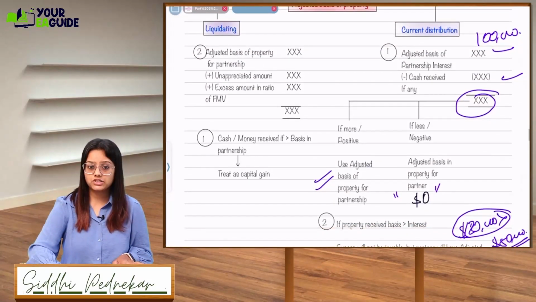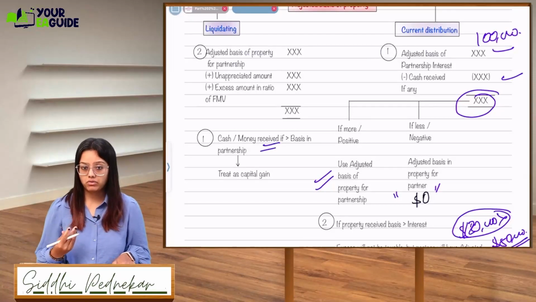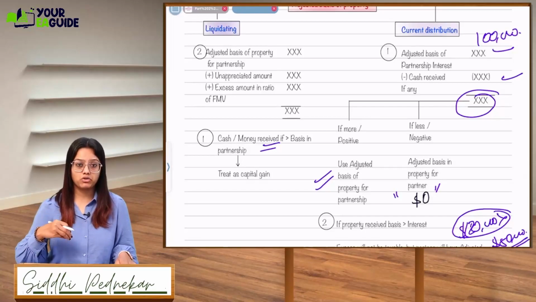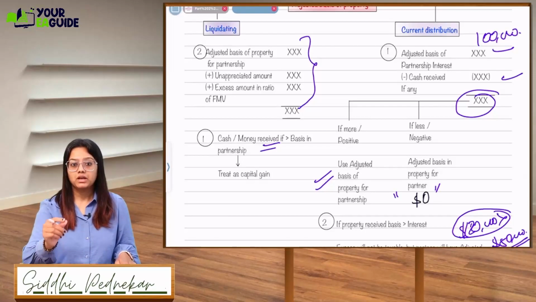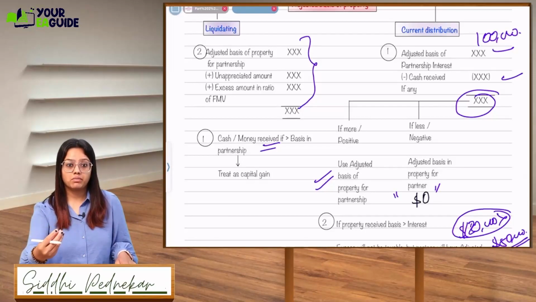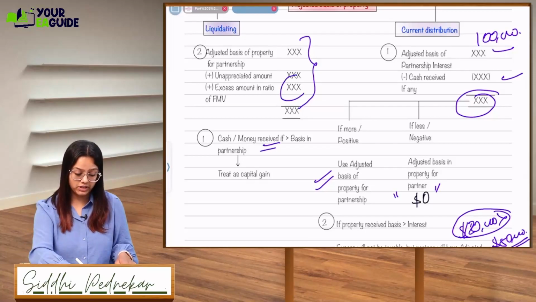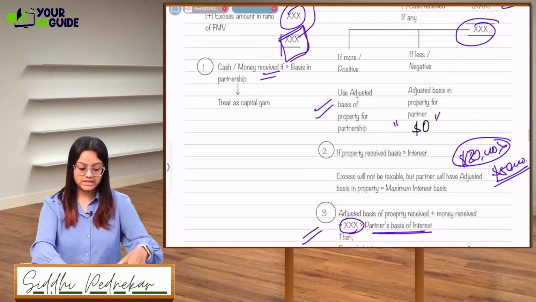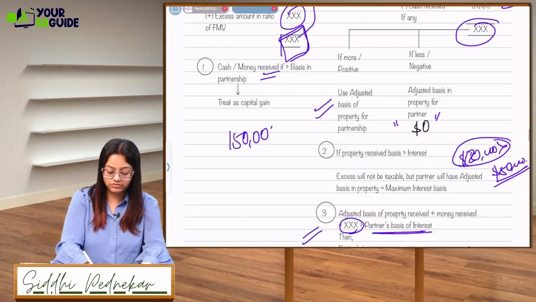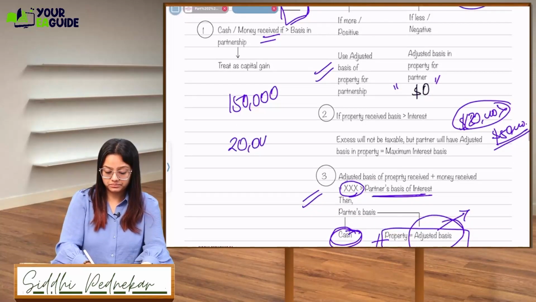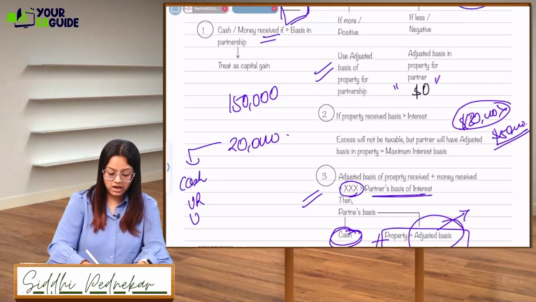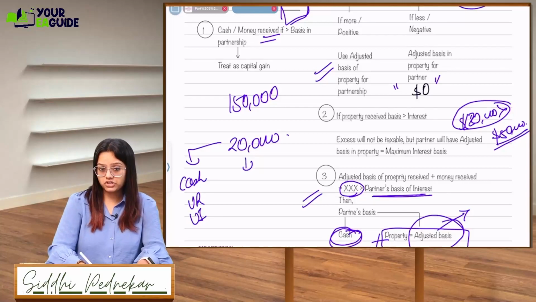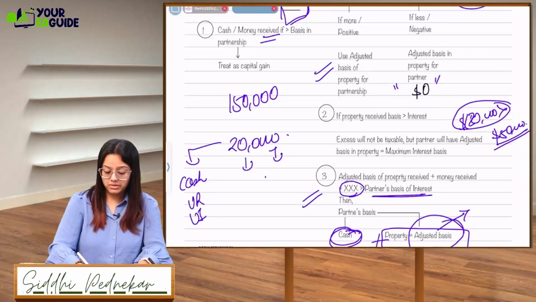Now in case of liquidating distribution, simply treat it as a capital gain if you are receiving more as compared to your basis. If you are receiving a lesser amount, you have to recognize a loss. But how are you going to allocate it? Allocate the adjusted basis of property in the partnership, plus unappreciated amount, plus excess amount in the ratio of FMV. So this much amount you are going to receive. Let's say you have a basis of 1,50,000, but you are receiving 2 lakh. So first allocate this 2 lakh to the cash or unrealized receivables, unrealized inventory. Then the unappreciated amount. Okay. Then whatever is remaining, allocate in the ratio.